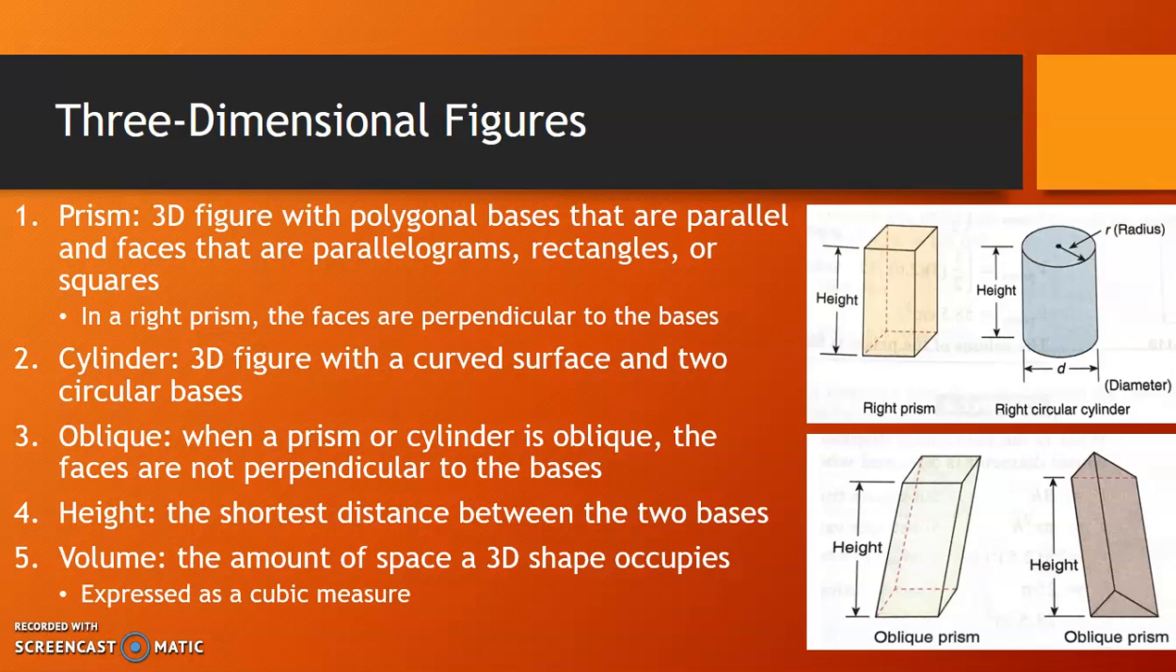Volume is also expressed as a cubic measure. So previously in the last section when we talked about area and circumference for circles, we talked about how area is a squared unit, and we talked about that too in the first section where we went over 2-dimensional shapes. But volume is going to be expressed as a cubic measure. So it's a little bit different when you label.